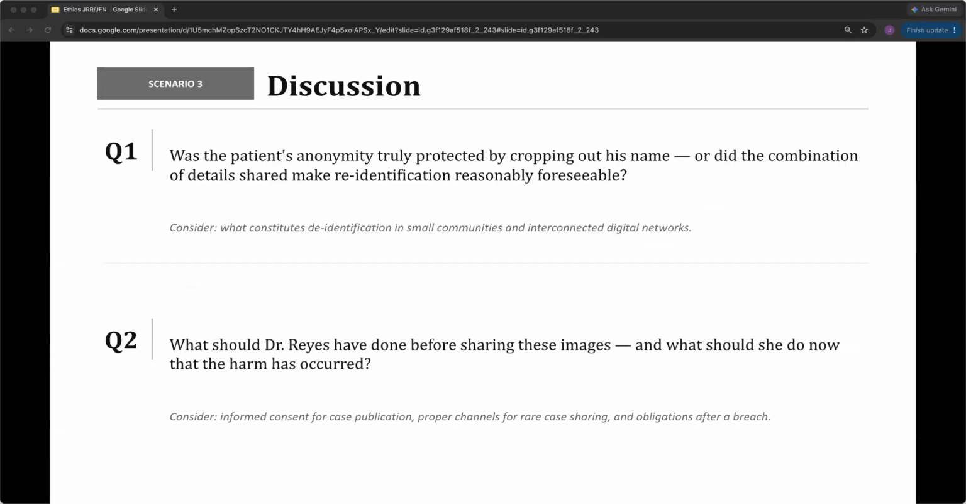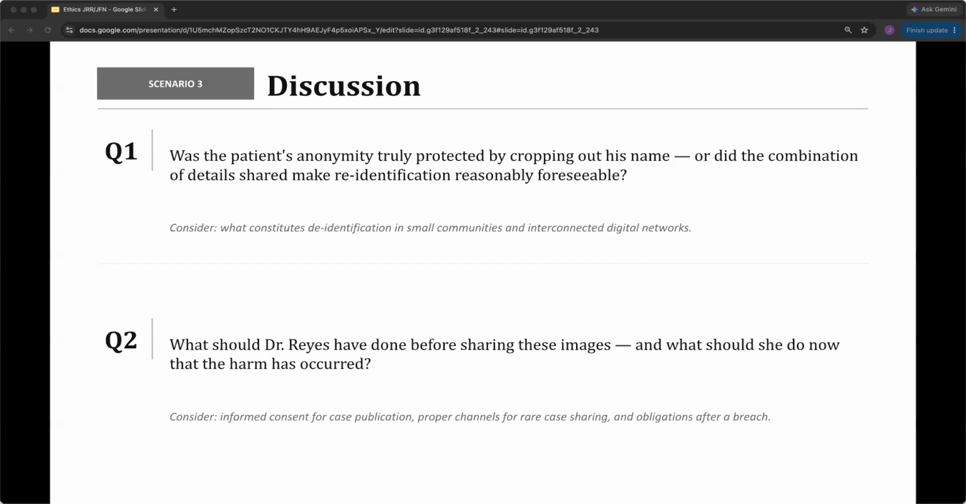So again, we consider two questions. First, was the patient's anonymity truly protected? Dr. Reyes removed the patient's name, but anonymity requires more than deleting obvious identifiers. In small communities, details such as age, sex, diagnosis, place of referral, and hospital affiliation may be enough for someone to identify the patient. If re-identification was reasonably foreseeable, can we still consider the case adequately de-identified? Think about how information functions in closely connected communities and online professional networks, where a few seemingly harmless details can quickly point to a specific individual.